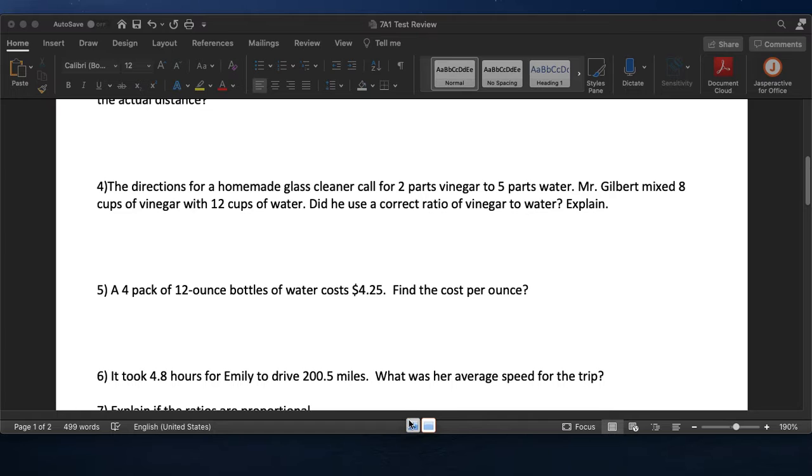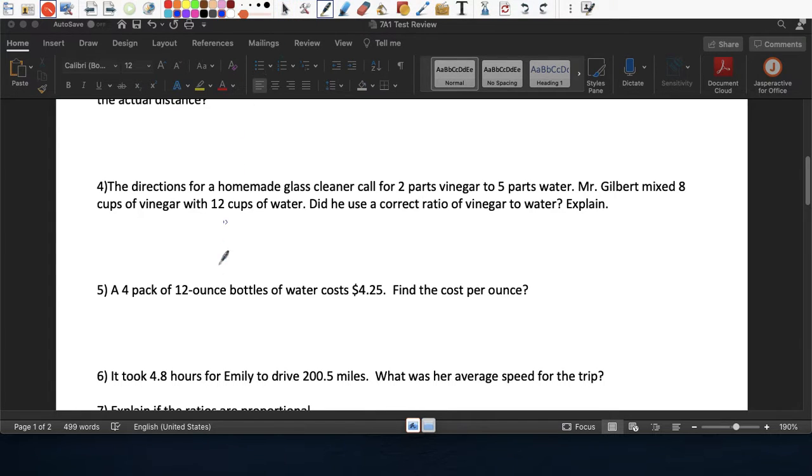Okay, so this is the question. I thought it was number 1. We have a 4-pack of 12-ounce bottles. So guys, you have to understand what that is. So here's a 4-pack. So there's 1 bottle, 2 bottles, 3 bottles, 4 bottles, right? 4-pack of 12 ounce. So there's 4.